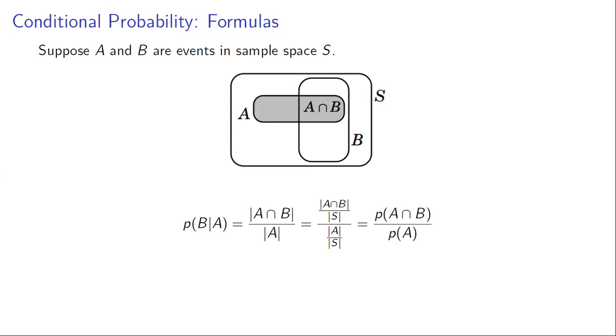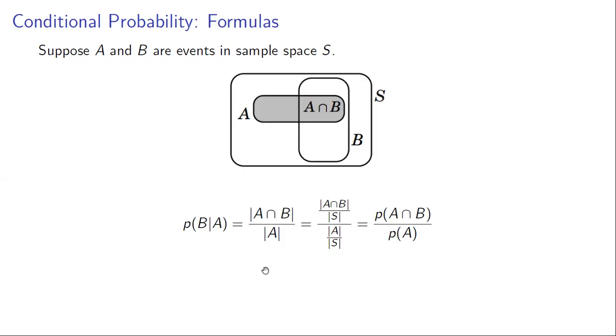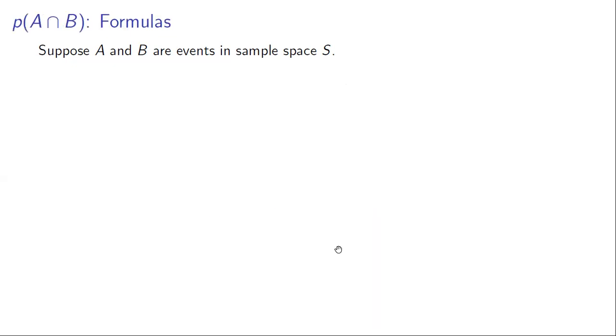Okay, so we've seen a few formulas for conditional probability. Now, based on these formulas that we found for conditional probability, we can go back to talk about the probability of A intersected with B. We talked about it in the last section, but we didn't come up with a formula for it yet. But here we are going to.